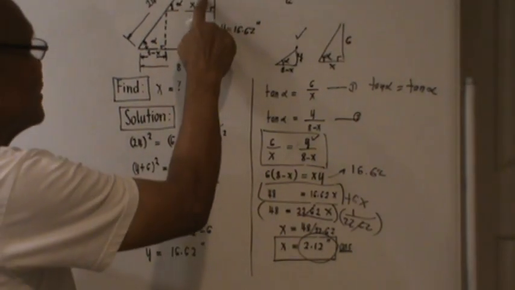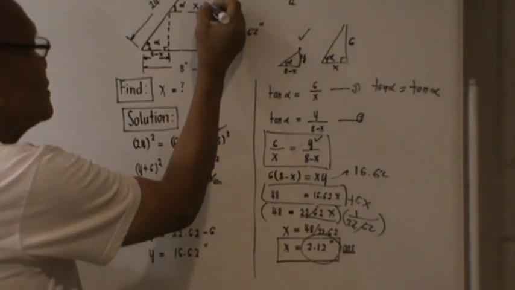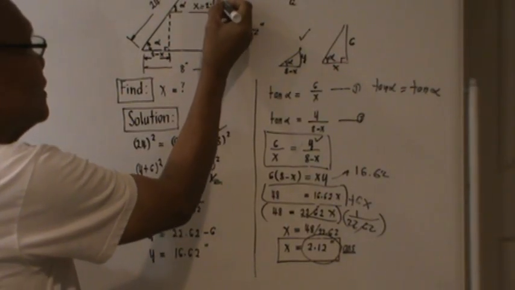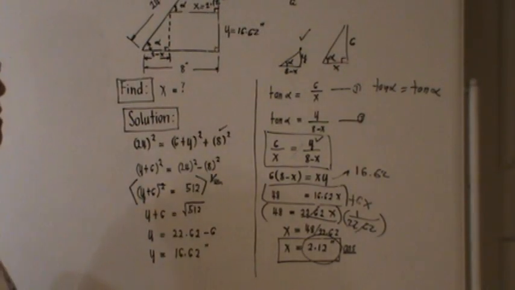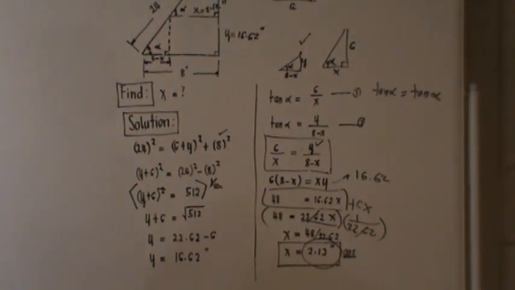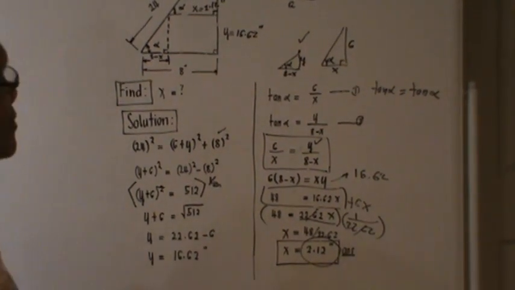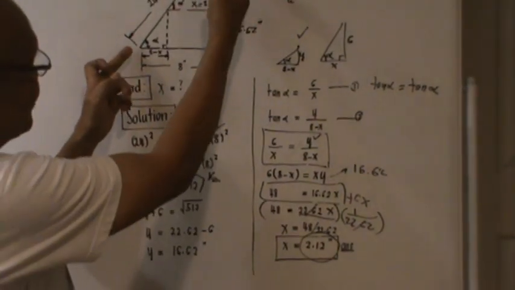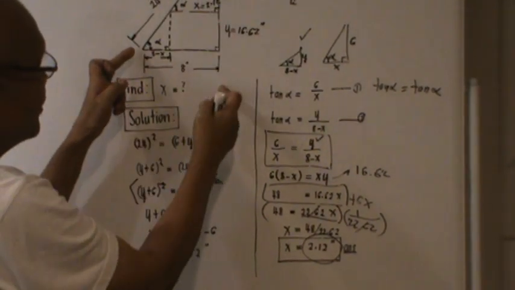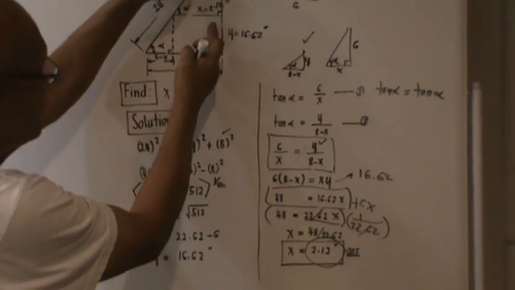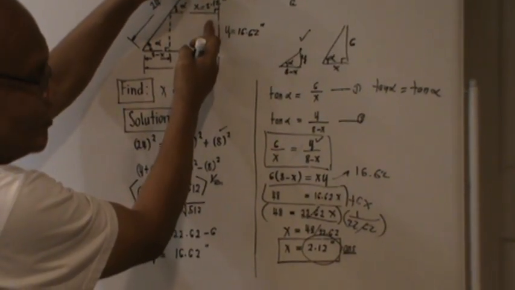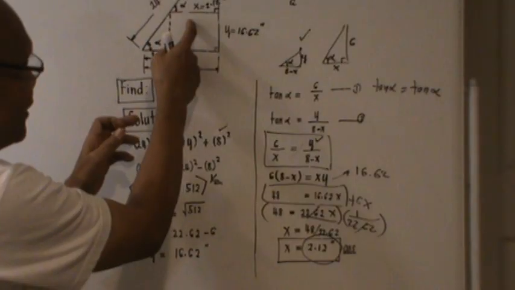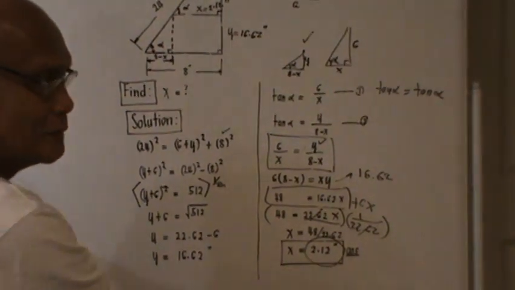So this value of x here is actually 2.12 inches. So that's the value of x with all these given conditions. That is, if the hypotenuse here is 24, this is 8, and this is 6, okay, what will come out for the value of x will be 2.12.